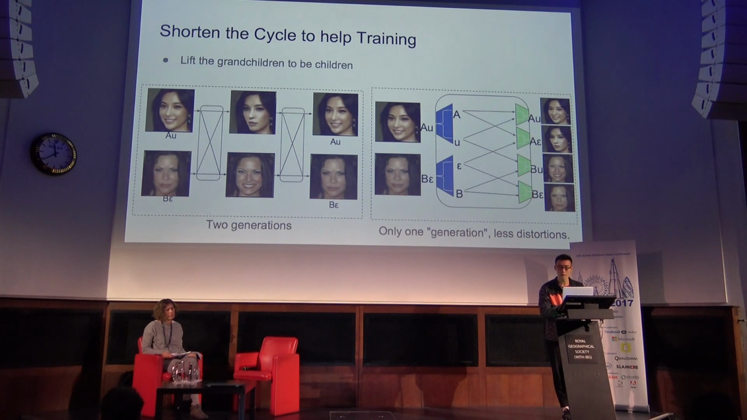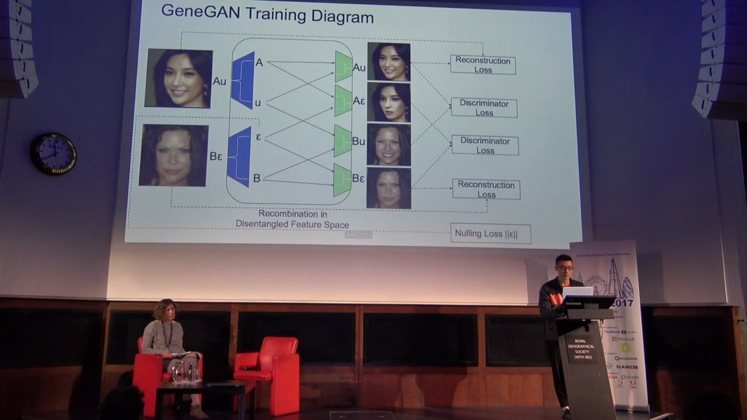We know that the children and the grandchildren of two parents can all be produced in one generation. Following the diagram shown on the right, now there needs to be only one round of encoding before the four combinations are generated. Here is the final training diagram of GeneGAN.